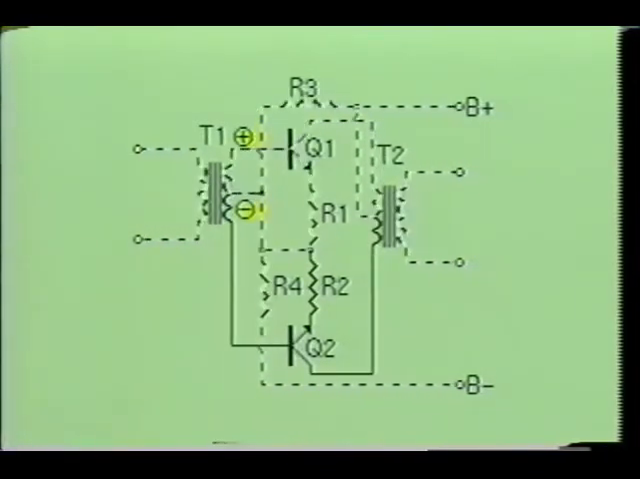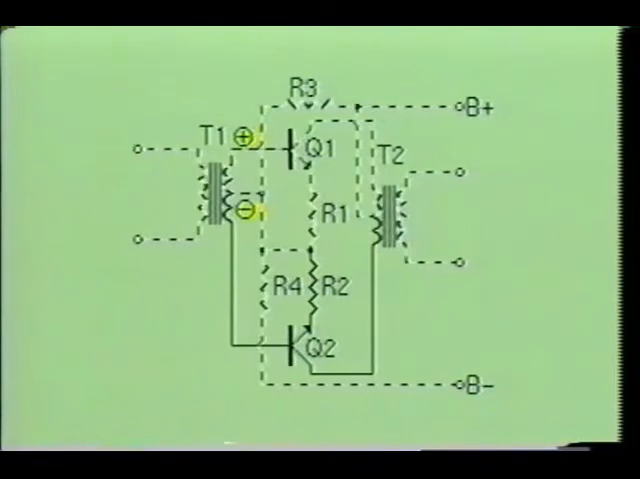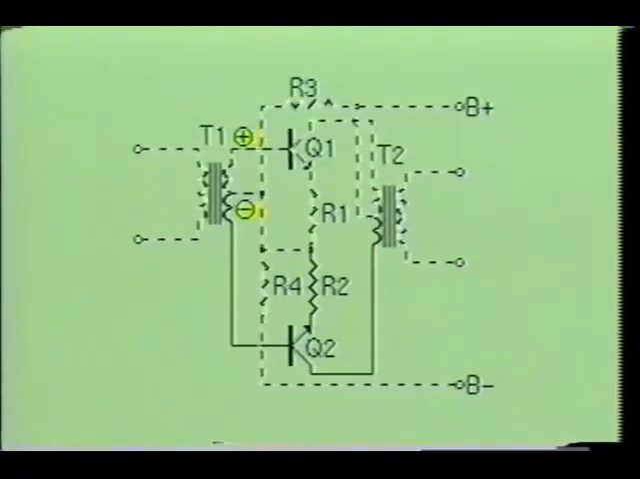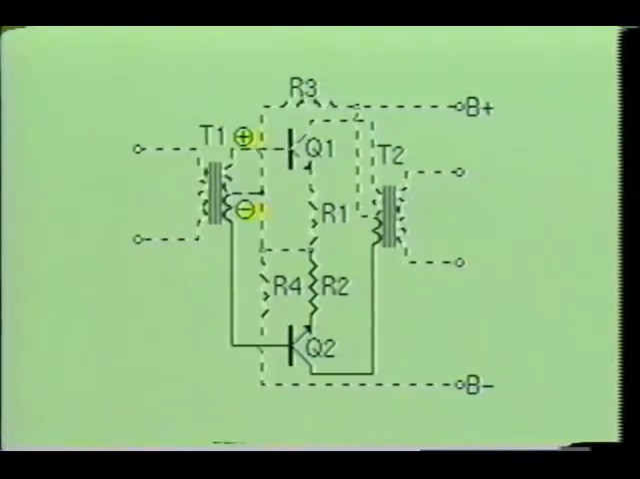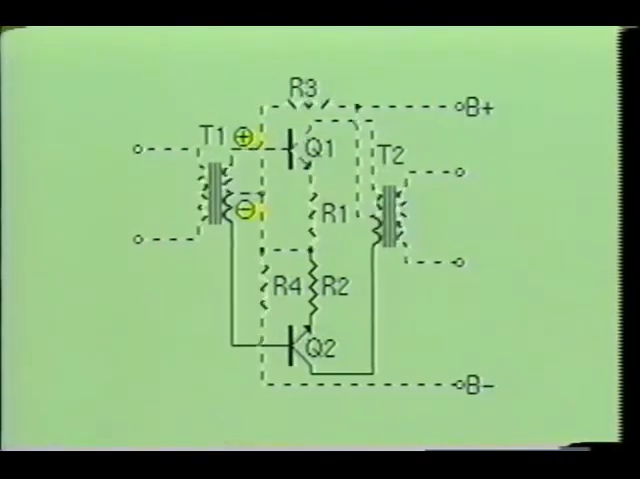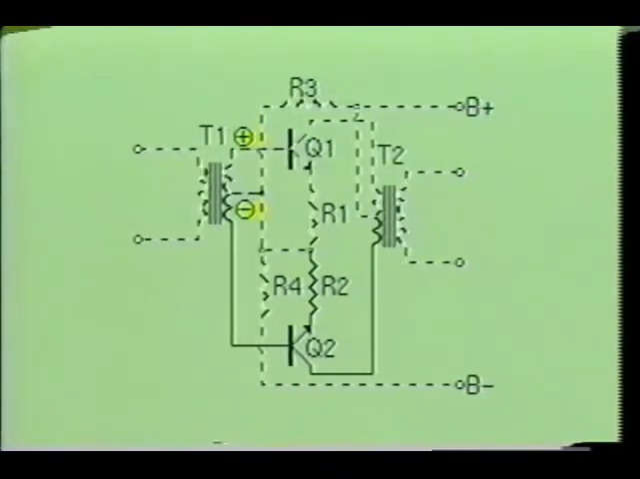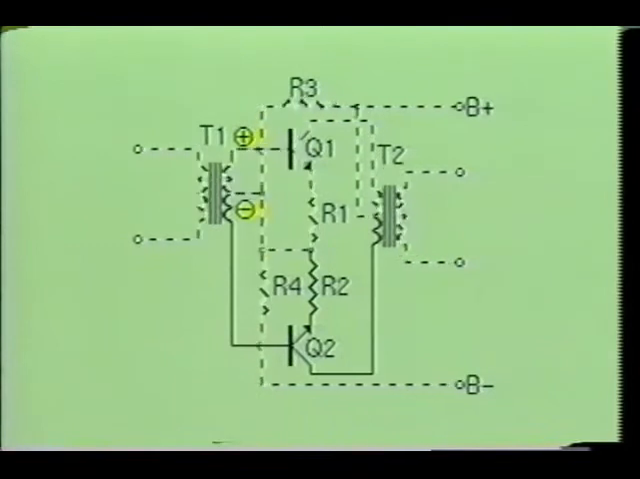From this illustration, we see when the top of the secondary on T1 is positive with respect to the bottom of T1, the signal current will flow from the center tap winding into the junction of R3 and R4. At this point, Q1 is forward biased and Q2 is reverse biased. Therefore, the current will flow through R1 and into the emitter base junction of Q1. A small percentage of the current flowing into Q1 will flow through the base area and back to the top of the secondary of T1.